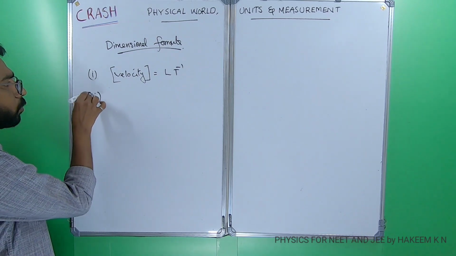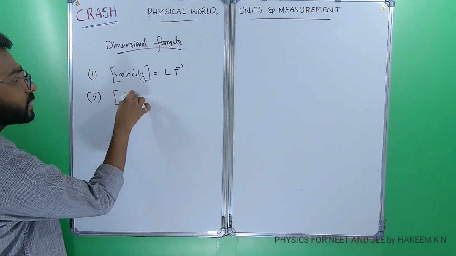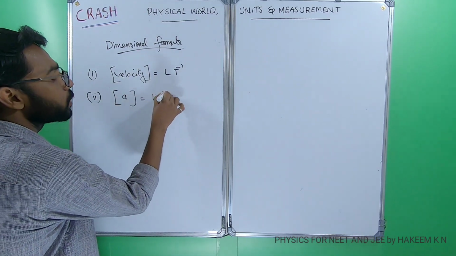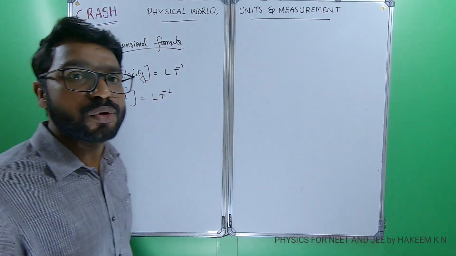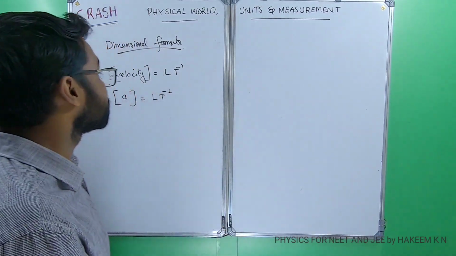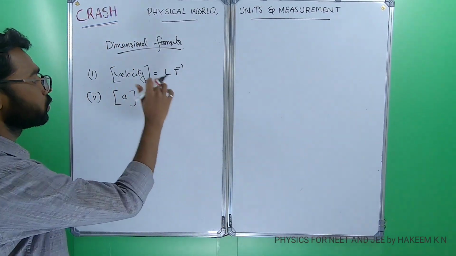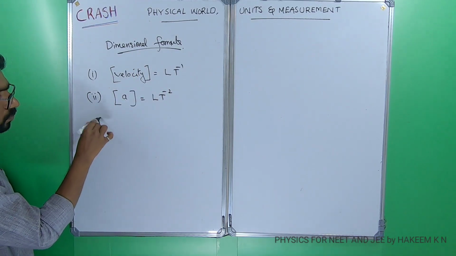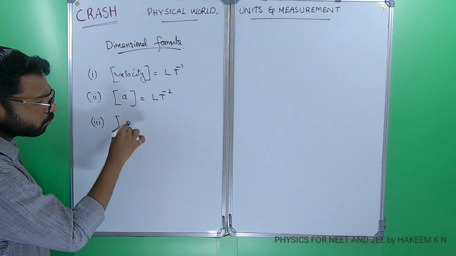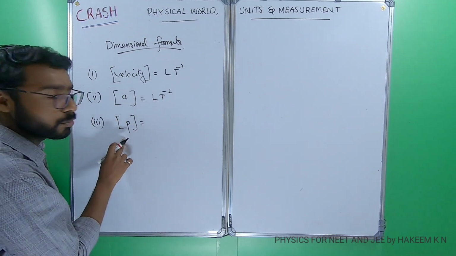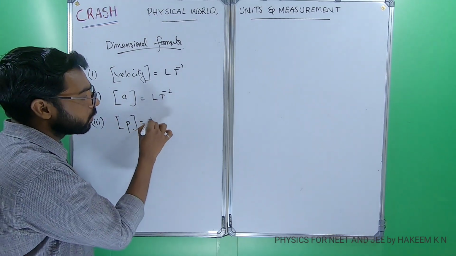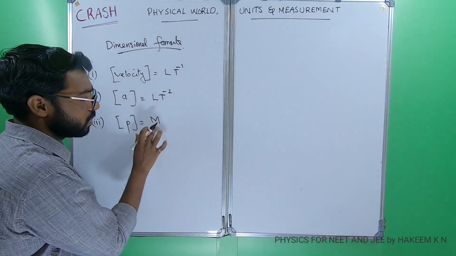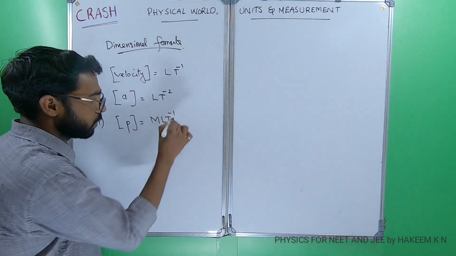And what about the dimensional formula of acceleration? LT power minus 2, because the unit of acceleration is meter per second square, so LT power minus 2. What is the dimensional formula of momentum, linear momentum? Linear momentum is mass into velocity, so mLT power minus 1.